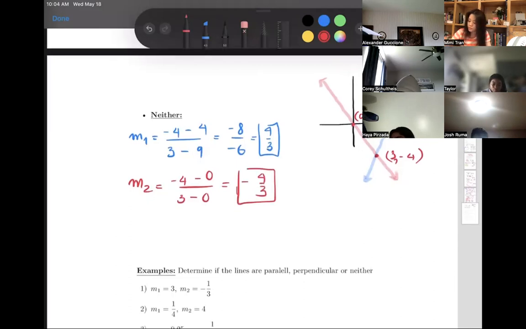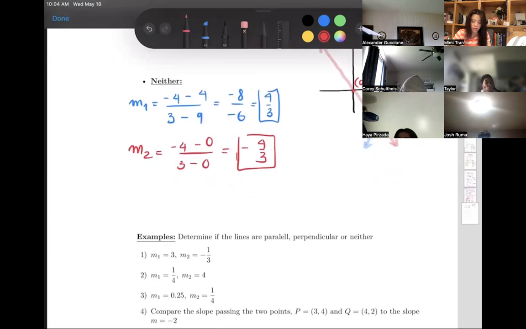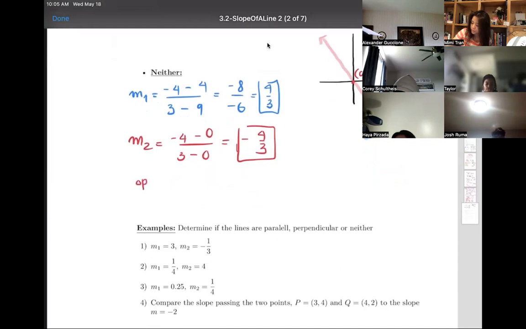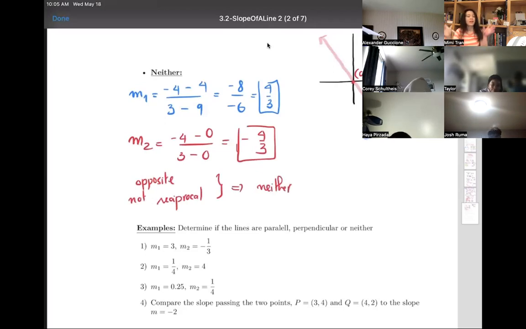Even though they're opposite, they're not reciprocal. Do you agree? The opposite, right? 4/3, -4/3, so they're opposite, but they're not reciprocal, so they're neither. Basically, they're different, right? If they're not the same, and they're not opposite reciprocal, then they're not parallel nor perpendicular. So it has to be neither.